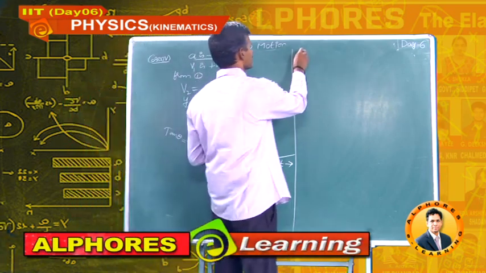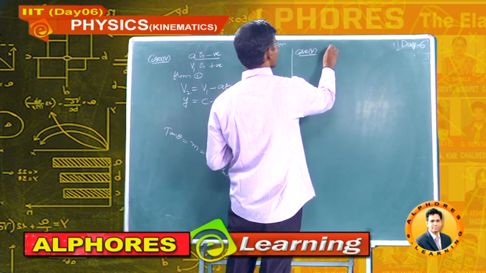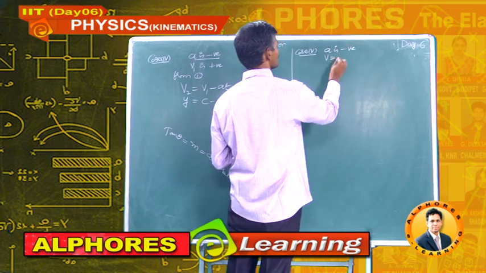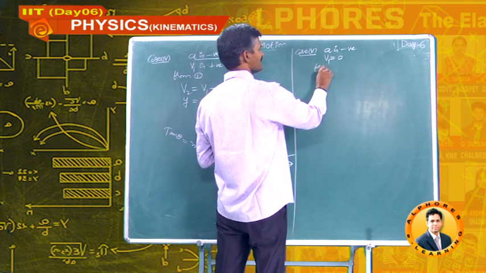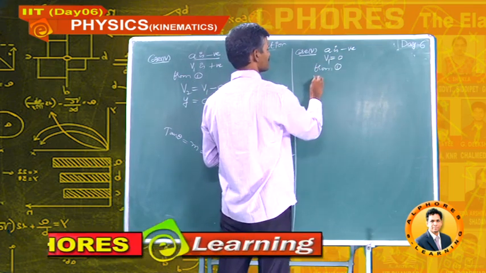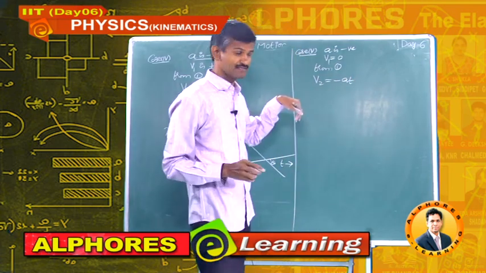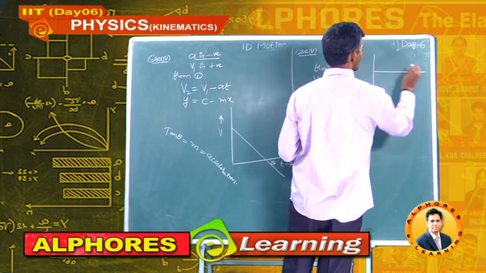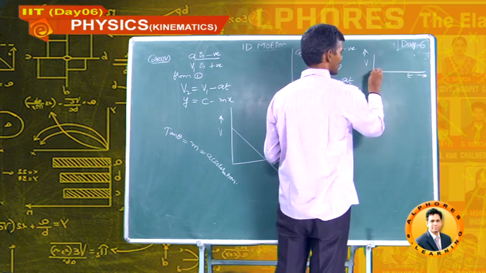Next, my fifth case, case 5: acceleration is negative and velocity v1 is 0. Then from 1 we can write v2 as minus at. In such cases, we have to draw a graph like this. This is the velocity axis and this is the time axis. The graph is like this.